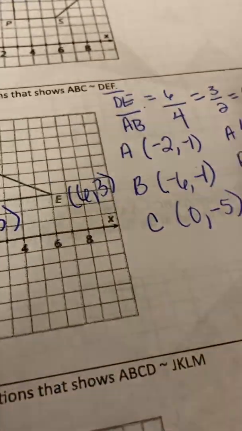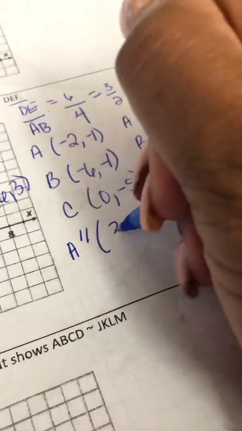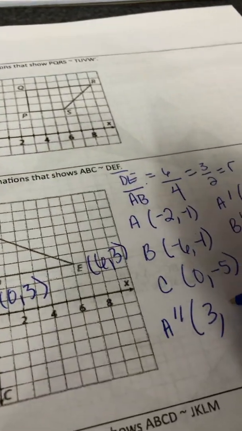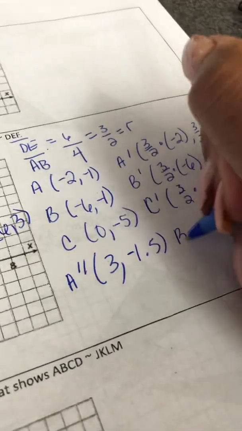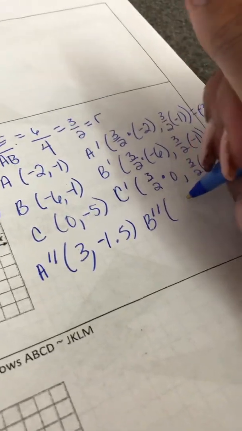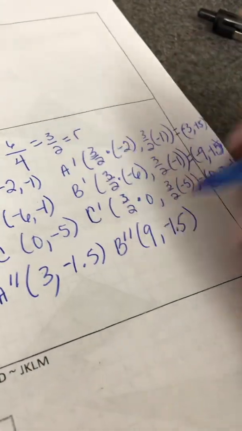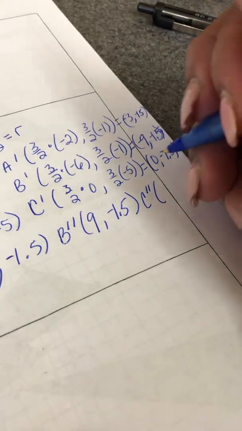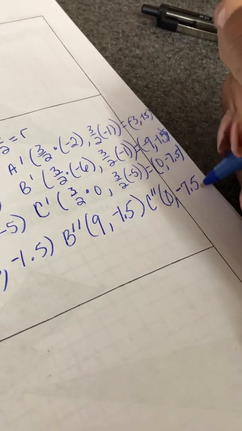Okay, so that'll be A double prime. When I'm reflecting over the y-axis, my y stays the same, x takes on the opposite, so -3 will become 3, and it will stay -1.5. My B double prime will be -1.5 because it stays there, but my x will become positive, which will be 9. And our C double prime will stay 0 because the opposite of 0 is still 0, and -7.5 will stay as such.